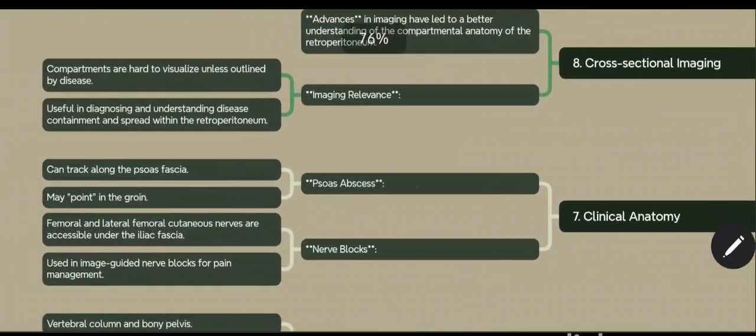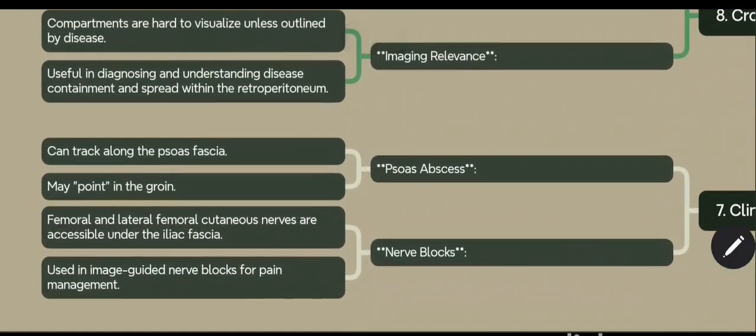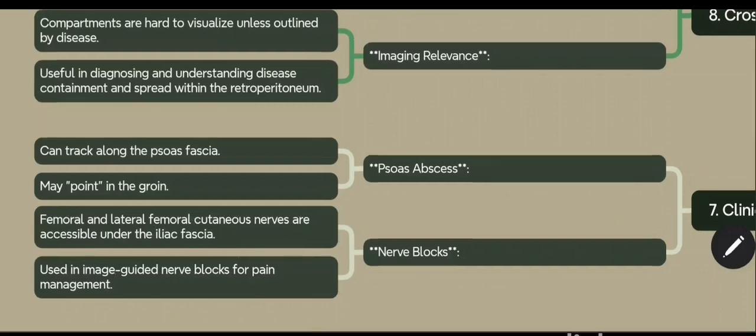The clinical anatomy. The psoas abscess, which we talked about before, can track along the psoas fascia. It may point in the groin. Nerve blocks. Femoral and the lateral femoral cutaneous nerves are accessible under the iliac fascia. Used in image-guided nerve blocks for pain management.